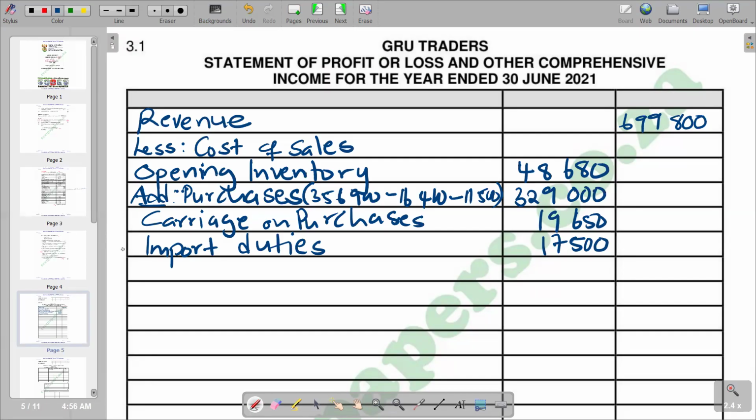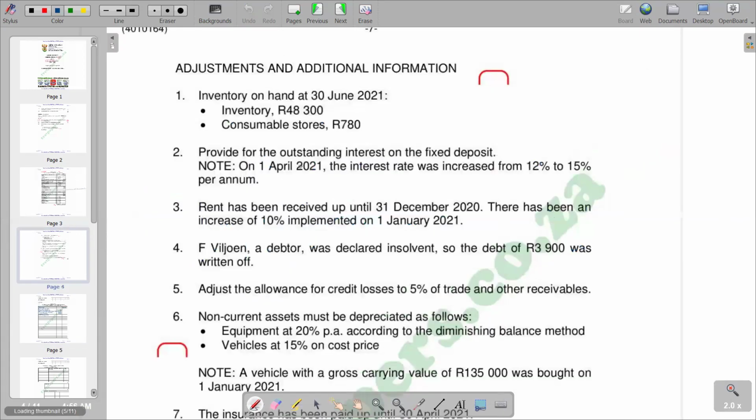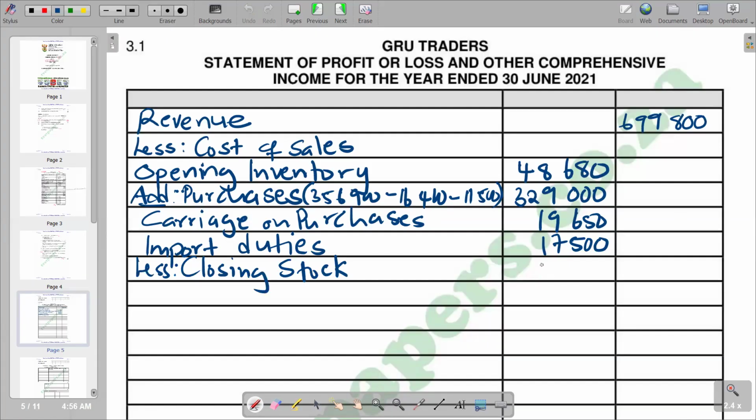So this is what we have, and then from there, we straight away are supposed to subtract your closing stock. So we can say less closing stock, and closing stock we are supposed to find in the additional information, whereby you take the figure for your inventory, which is 48,300. So 48,300 is going to be your closing inventory. And we take note that we are saying less, and whenever we say less, we are subtracting. So you put brackets to show that you are subtracting. Then from there, we are supposed to close it so that we can find the net figure, which is going to be our cost of sales.